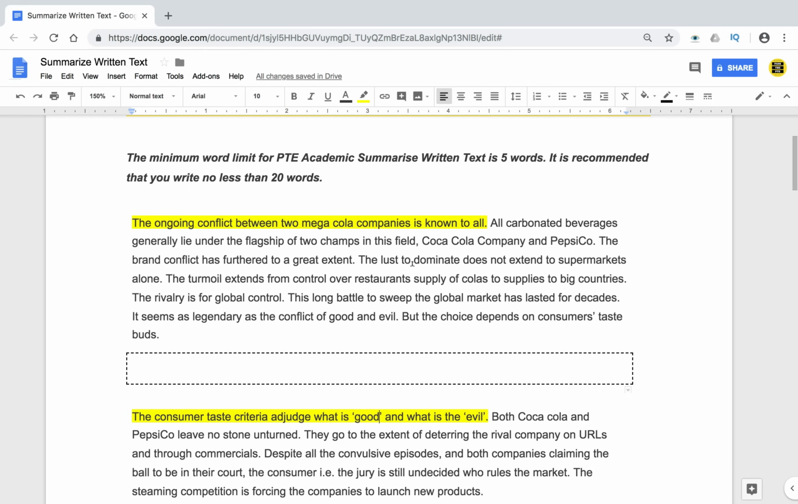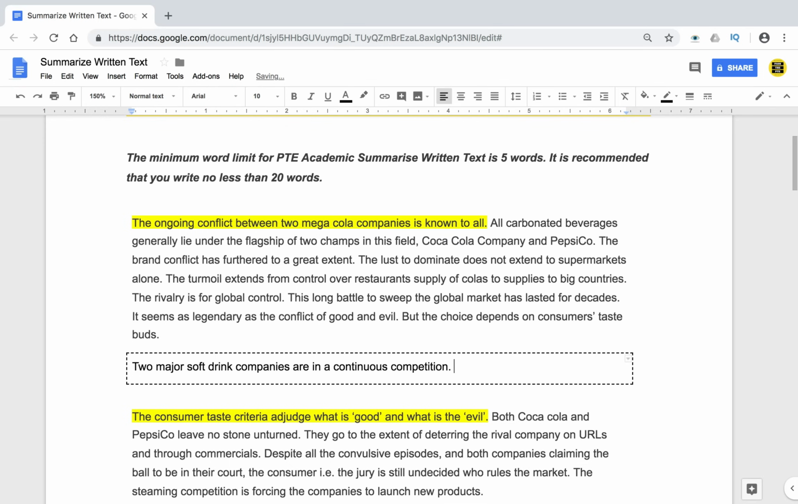The ongoing conflict between 2 mega-coal companies is known to all. I would try to paraphrase it as much as I can. If you can't change the words, then use theirs, but at least attempt to change some of them. Don't copy the words exactly as it is. So in this situation, what would I write? I would say 2 major soft drink companies are in a continuous competition.